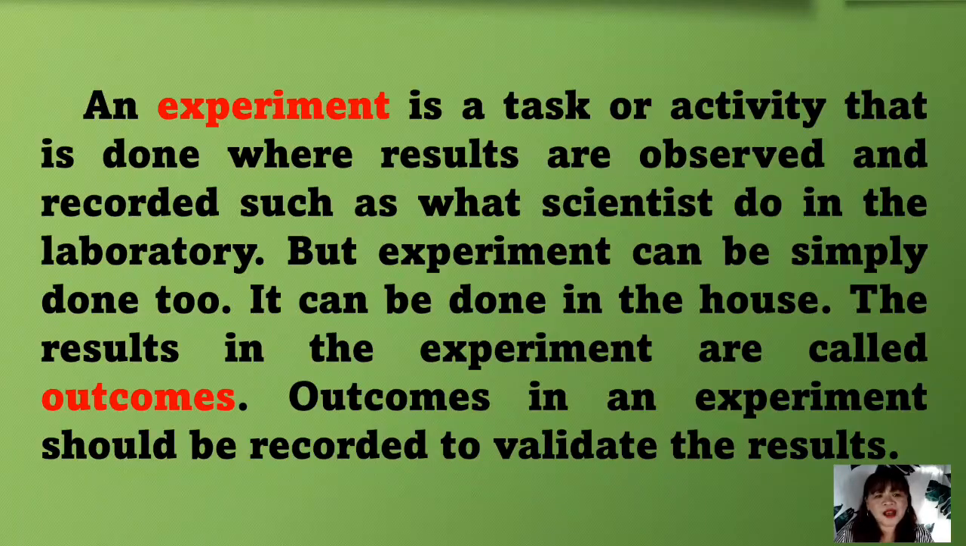Got it, class? An experiment is a task or activity that is done where results are observed and recorded, such as what scientists do in the laboratory. But an experiment can be simply done too. It can be done in the house. The results in the experiment are called outcomes. Outcomes in an experiment should be recorded to validate the results. And so, what are we going to do? We have to conduct simple experiments in which we are going to record that experiment.